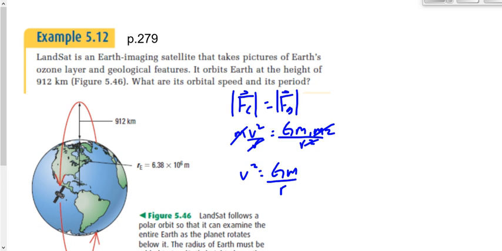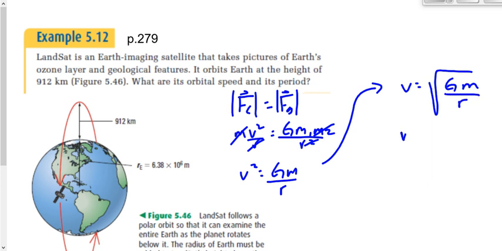Now we're looking for v here, right? So we'd say, let's take this up here so we have some more space. v is equal to the square root of GM over r. G is 6.67 times 10 to the minus 11. The mass is the mass of the Earth, which is 5.97 times 10 to the 24. That's on your data sheet. Divided by r. What value of r do we use? 912? 912,000?